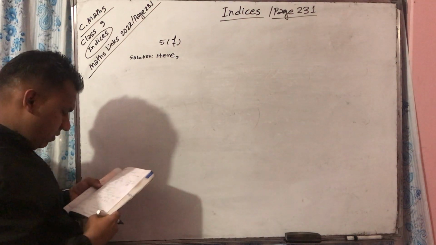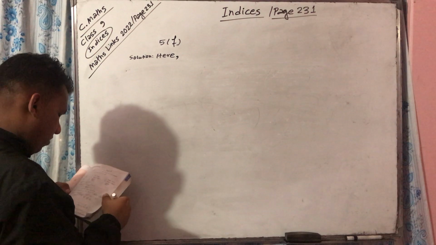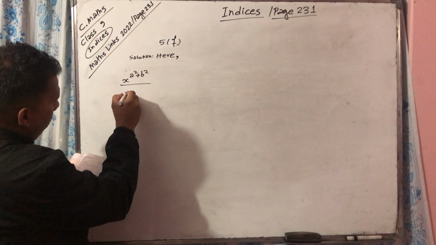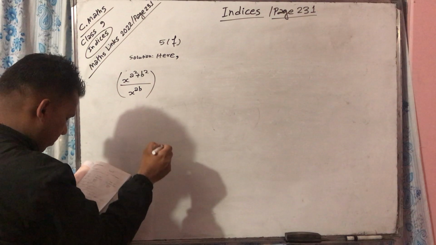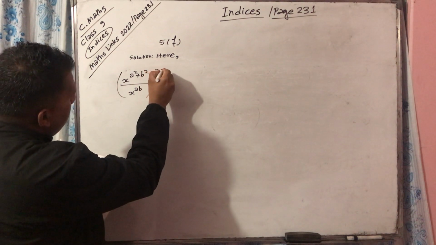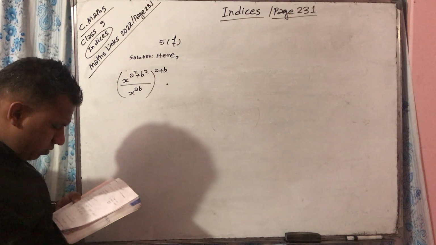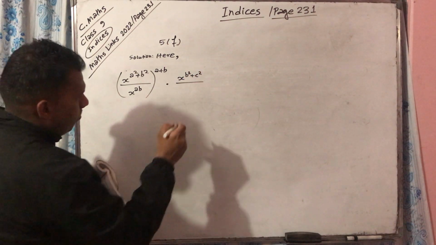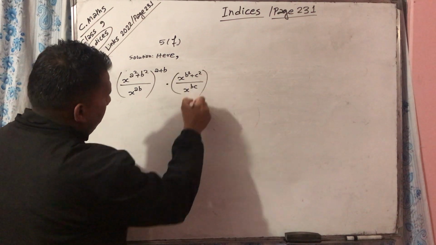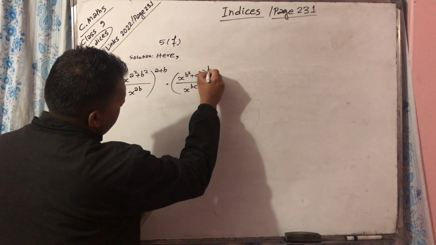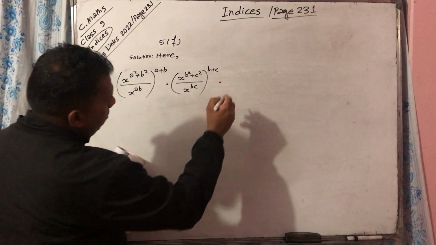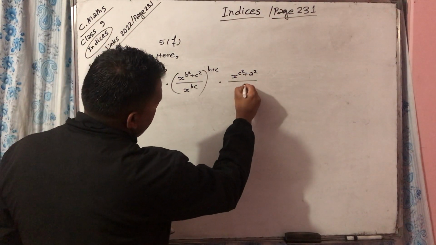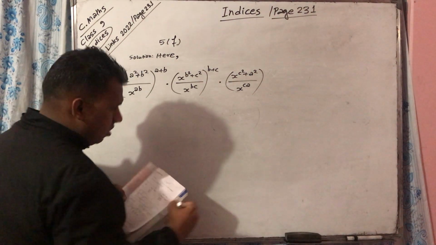We have x to the power (a square plus b square) upon x to the power ab, its whole power is a plus b, multiplied with x to the power (b square plus c square) upon x to the power bc, its whole power is b plus c, multiplied with x to the power (c square plus a square) upon x to the power ca, whole power is c plus a.